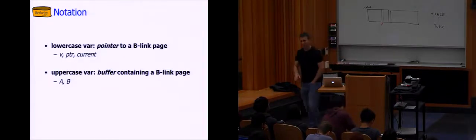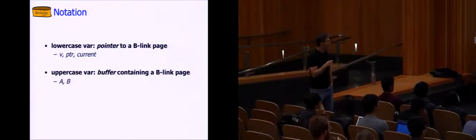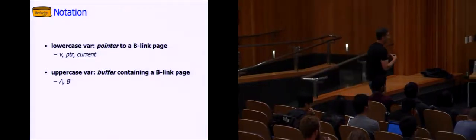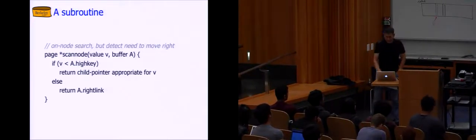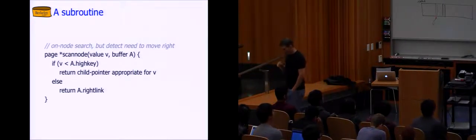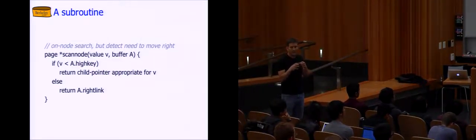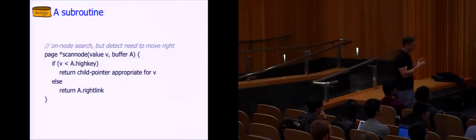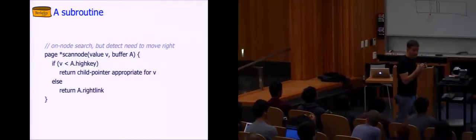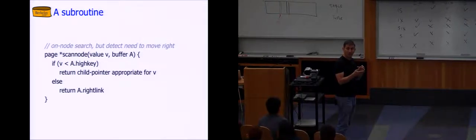All right, a little notation for the pseudocode we're going to look at. Lowercase variables are pointers to B-link tree pages. Uppercase variables are actual buffers containing a copy of those B-link tree pages. All right? So we're going to have lowercase variables like v or pointer or current. Here's a little subroutine for search that we're going to use in our pseudocode for the B-link tree. It's called scan node, and all it does is it takes an individual node in the tree and decides where to go, either down or to the right. All right, so if the value you're looking for on this node A, which has been copied into memory, is less than the high key, actually less than or equal to the high key, that's a bug.